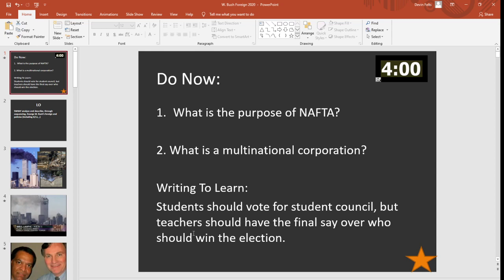And number three, writing to learn. Students should vote for student council, but teachers should have the final say over who wins the elections. What do you guys think? Do you think that that's appropriate? Does that really reflect who you want as your leaders if teachers have a final say in that?